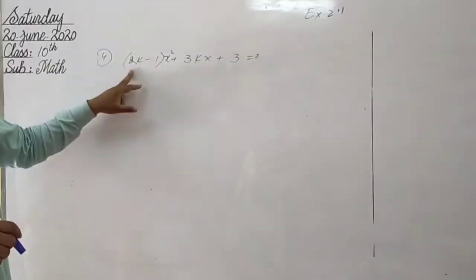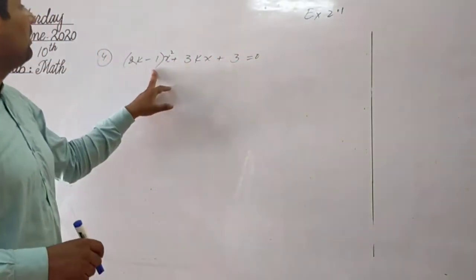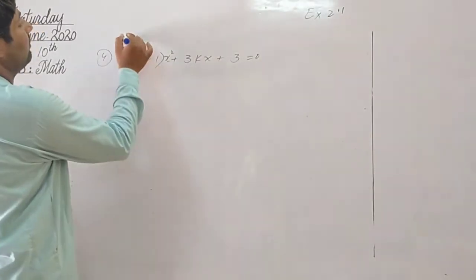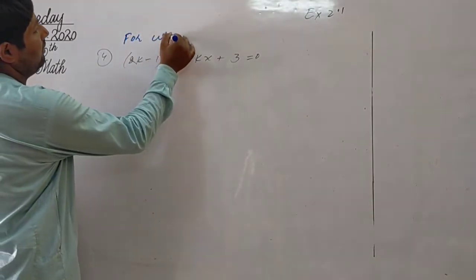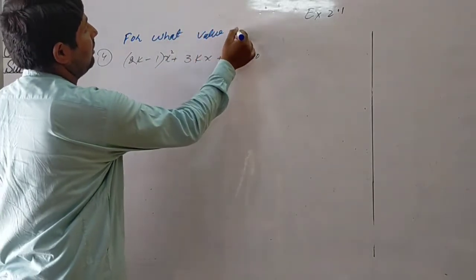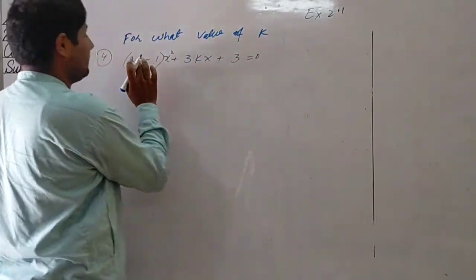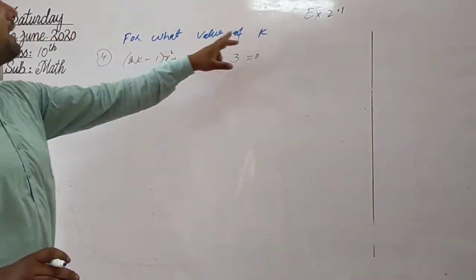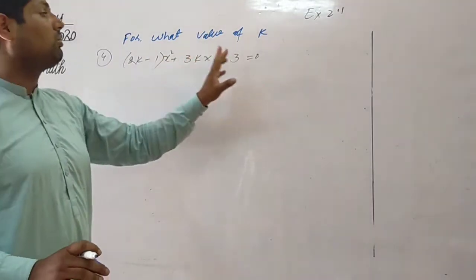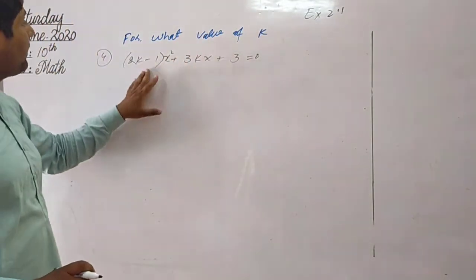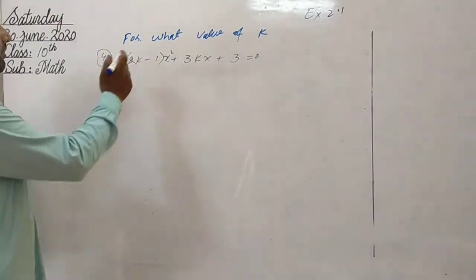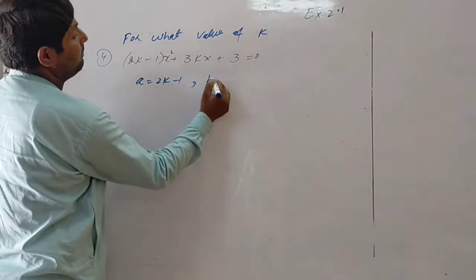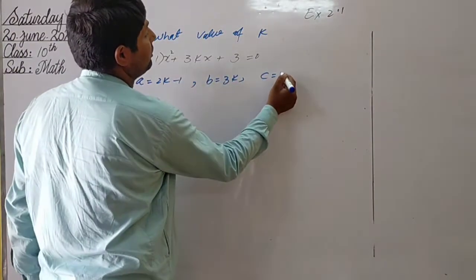Students, exercise 2.1, question number 4. In question number 4, for what value of k is this equation equal to 0? It means find the value of k. In this question, the coefficient of x square, a, is equal to 2k minus 1, b is equal to 3k, and c is equal to 3.